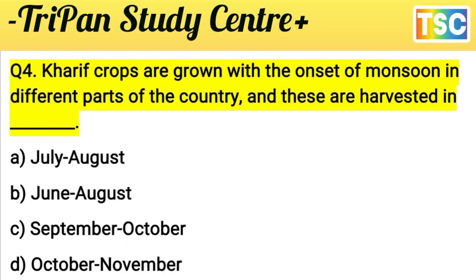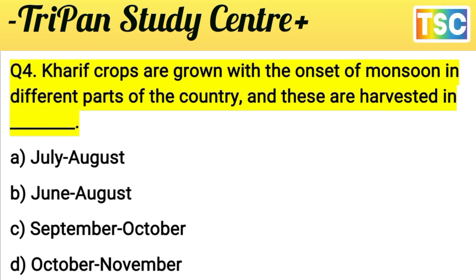The next question is on your screen, and it is most important. Kharif crops are grown with the onset of monsoon in different parts of the country, and these are harvested in a dash period of time. The examiner's question is very important. The options are: A July to August, B June to August, C September to October, D October to November.